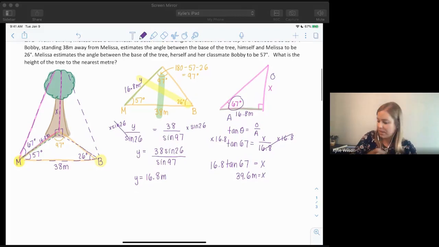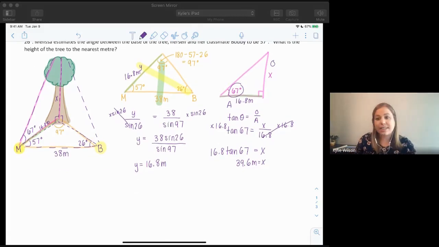The last thing to get full marks is please write a therefore statement. So we'll say therefore the tree is 39.6 meters tall.